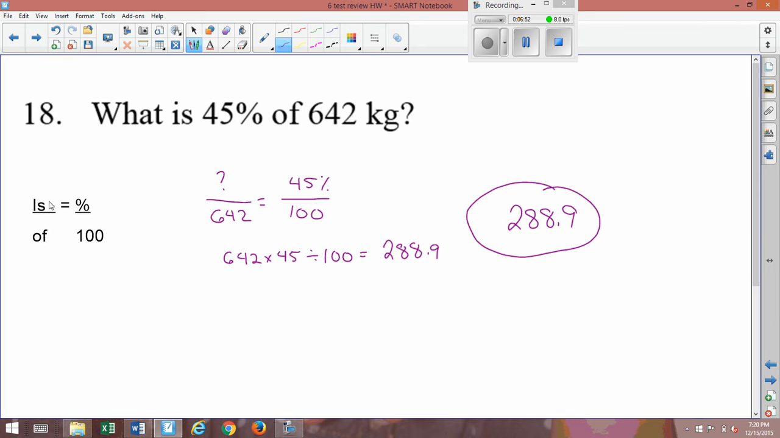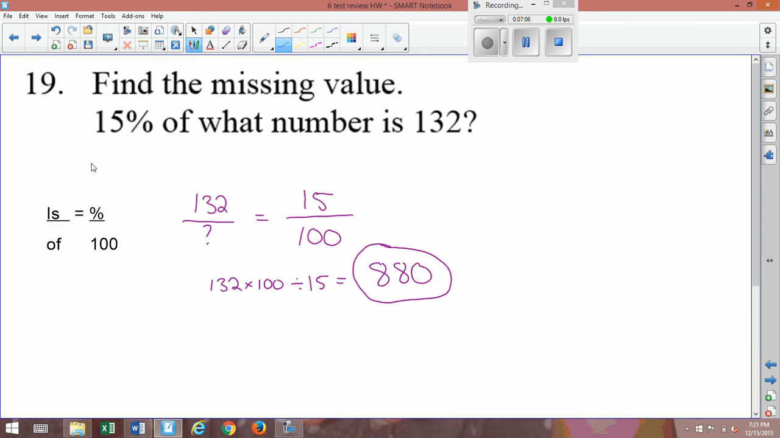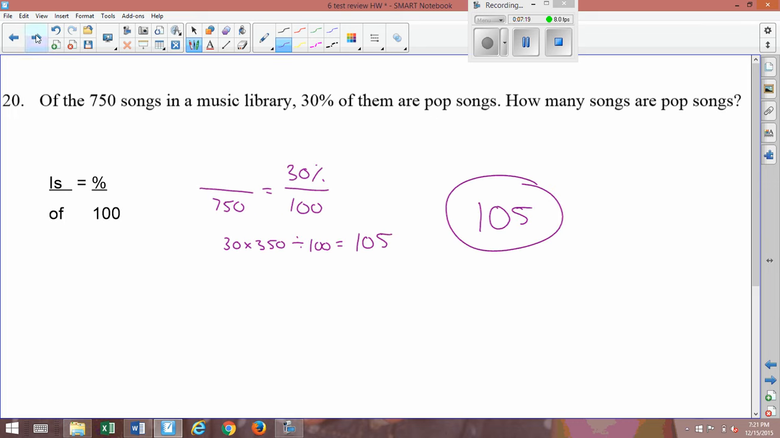What is 45% of 642 kilograms? Again, is over of equals percent over 100. The what is our question mark, crisscross divide, you get 288.9. Find the missing value, 15%, so 15 over 100, of what? So the of is going to be your question mark, is 132, crisscross divide, you end up with 880.